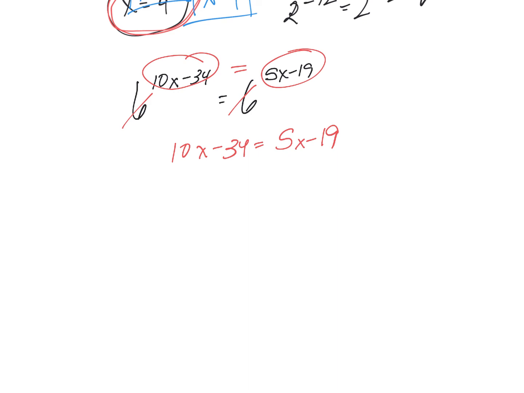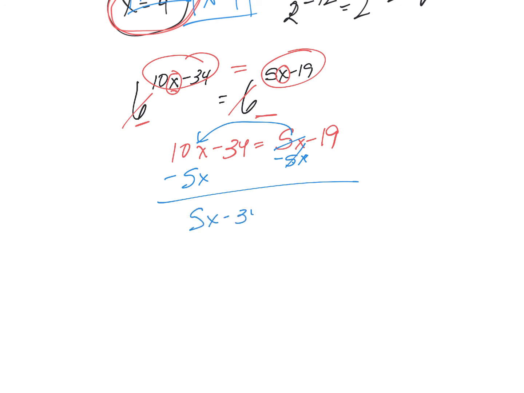Again, we're solving for x, saying, okay, if this side equals this side, what does x have to be, right? So I'm going to move the 5x over. That means I have to subtract it to get rid of it over on this side. Again, if you want to write that over here, you can, because positive and negative become 0. So we have 5x minus 34 equals negative 19.